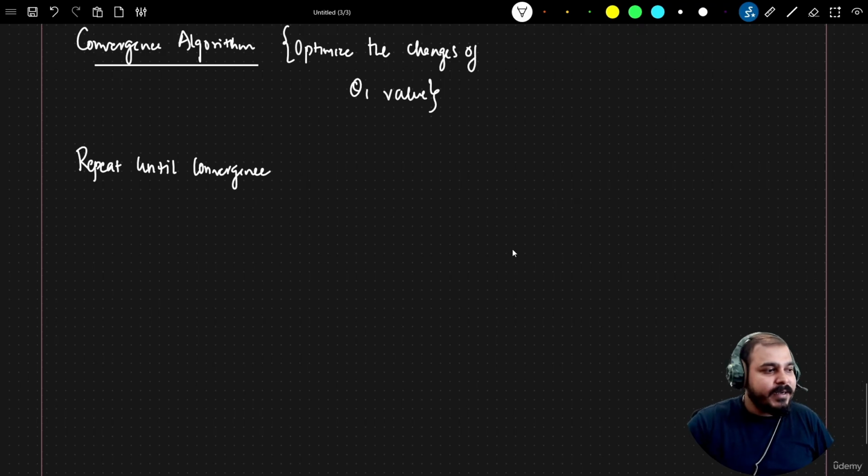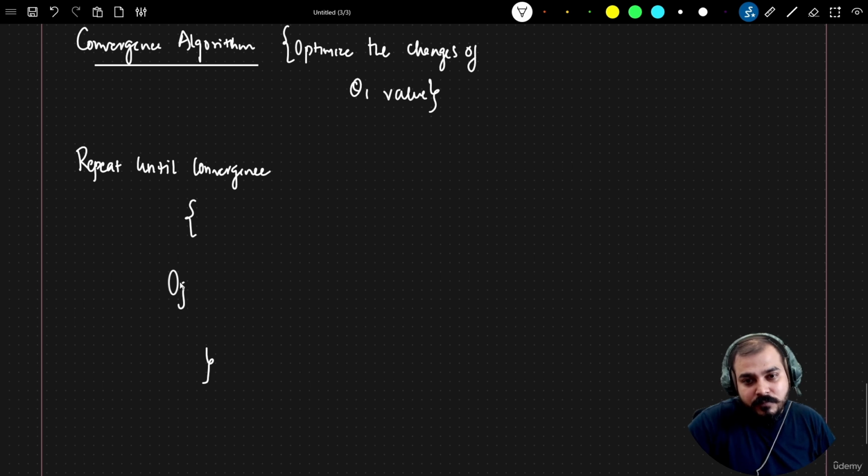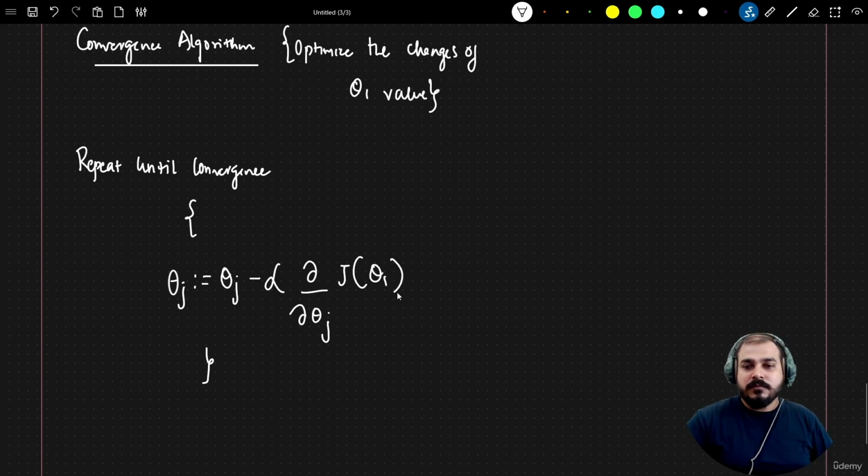So repeat until convergence, and here I'm going to write a simple equation: theta j is equal to theta j minus alpha. I'll talk about what exactly alpha is. Then we write the derivative of J of theta with respect to theta j, or here I'm just going to write theta j.